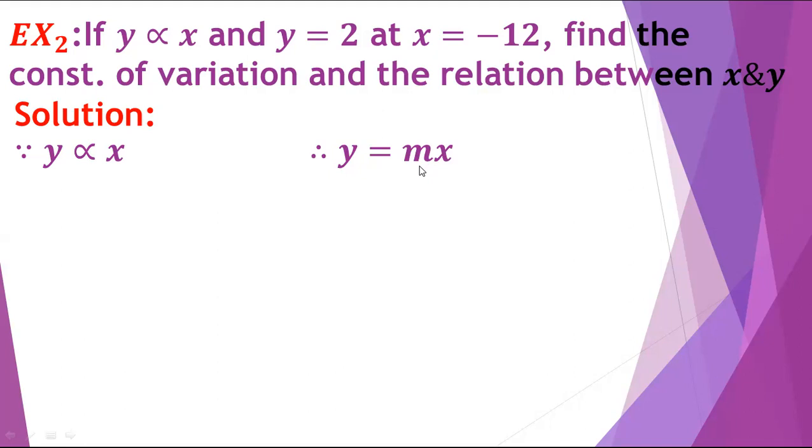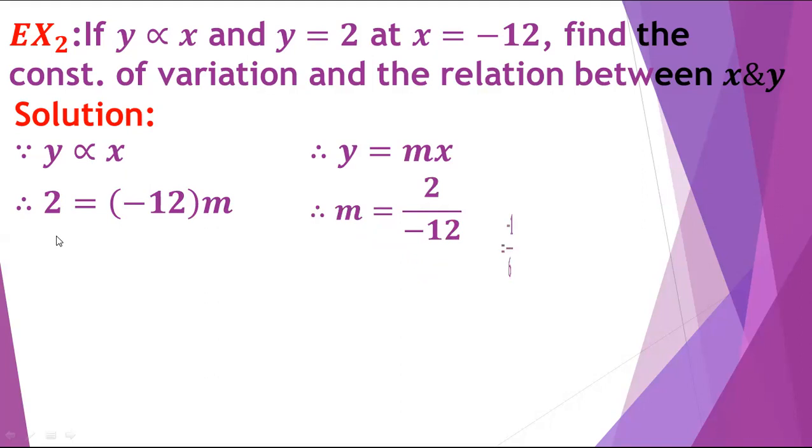How can we find m? In the given we have y equals 2 at x equals negative 12. Substitute y equals 2 and x equals negative 12 to find the constant of variation. Then 2 equals negative 12 times m. Negative 12 is the coefficient of m. Divided by the coefficient negative 12, then m equals 2 divided by negative 12, which equals negative 1 over 6.